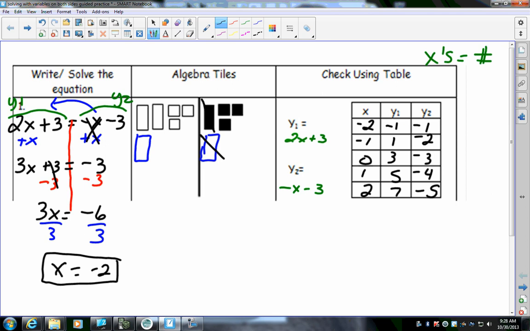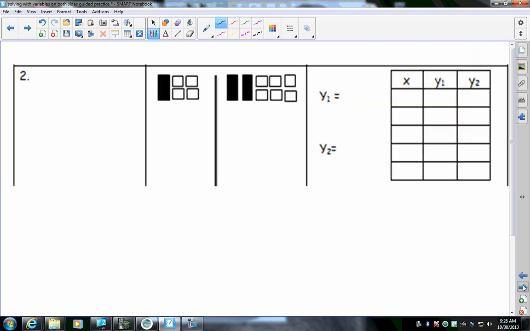Now, after you fill in the table, what I want to see you do is circle where the solution is. Because sometimes on your tests, they're just going to give you your table, and you're going to have to be able to tell me what the solution is based on your table. Let's look at number 2.